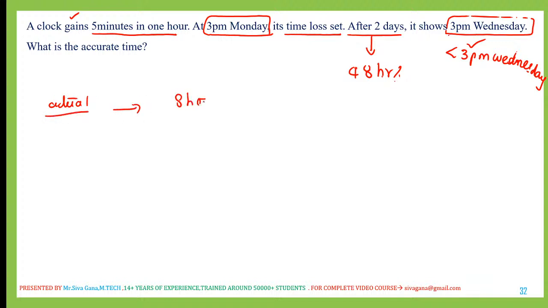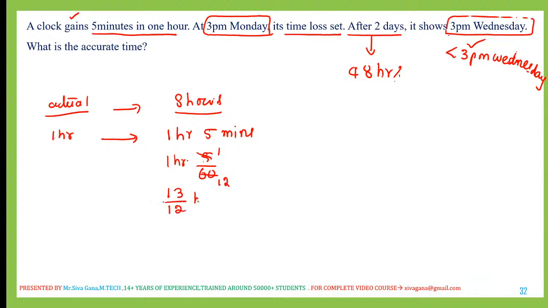A clock gains 5 minutes in 1 hour. So the actual completed is 1 hour, but it is showing 1 hour 5 minutes. Converting this into hours, 5 by 60 is 1 by 12, so it shows 13 by 12 hours. Taking it in reverse, when it shows 1 hour, the actual completed is 1 into 12 by 13.